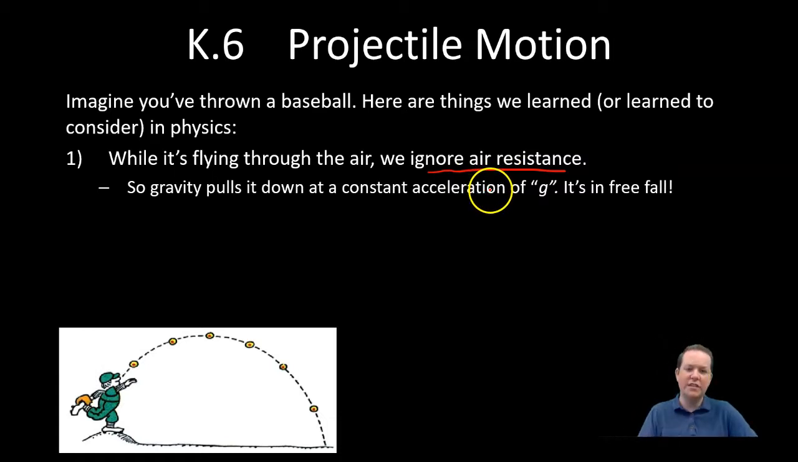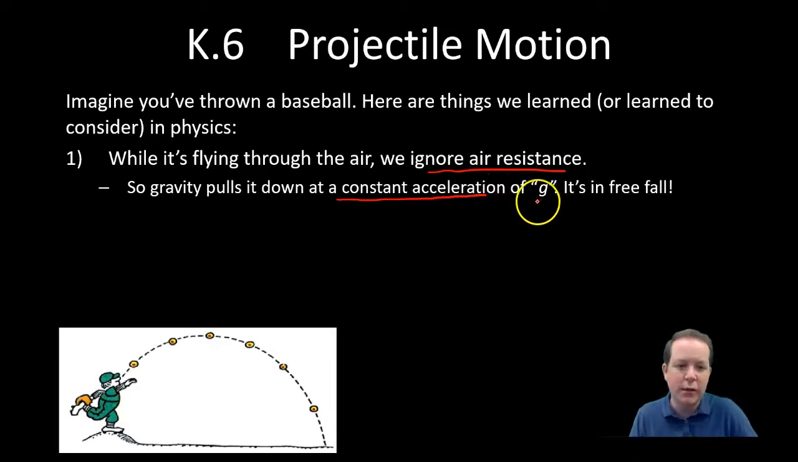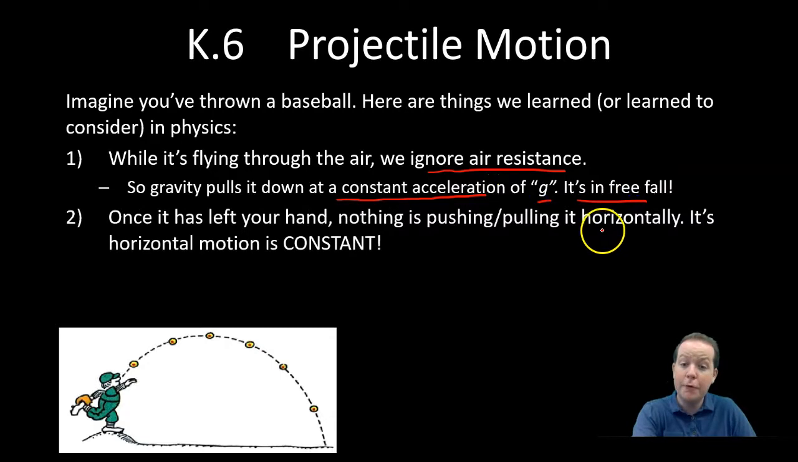Because we're ignoring air resistance, we're assuming the ball isn't hitting a table or a wall or anything. There is gravity and only gravity that's causing the motion of the object to change. The only thing that's causing an acceleration of g. Well, when we ignore air resistance and there's a constant downward acceleration of g, that's what we call free fall.